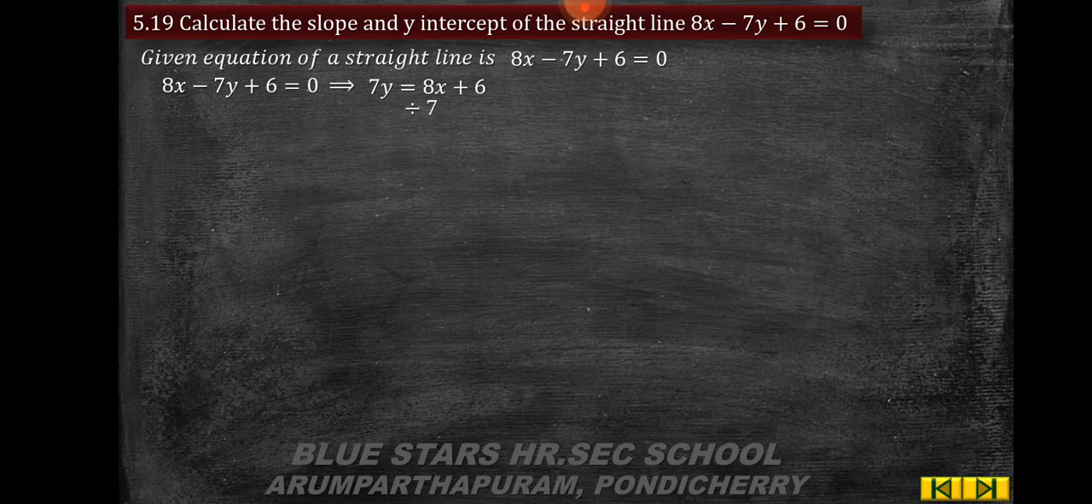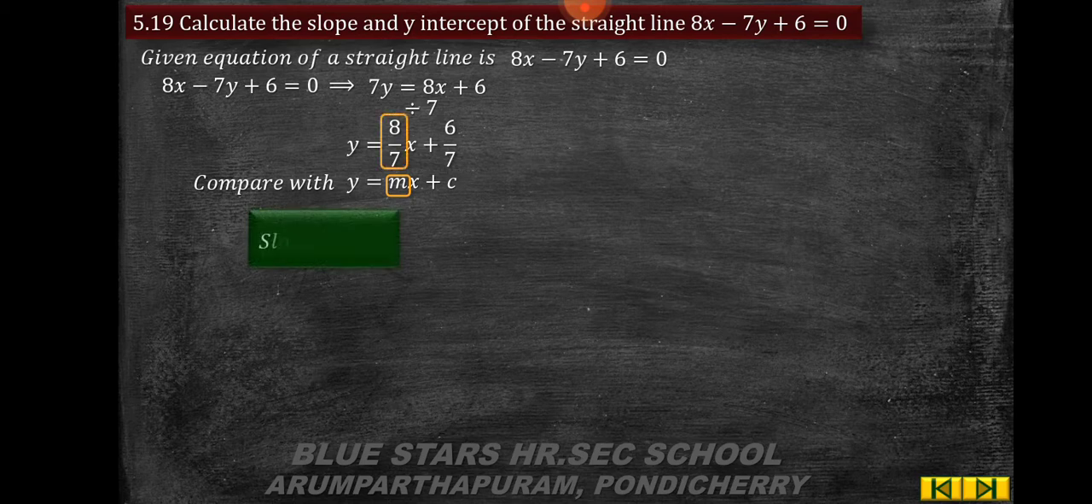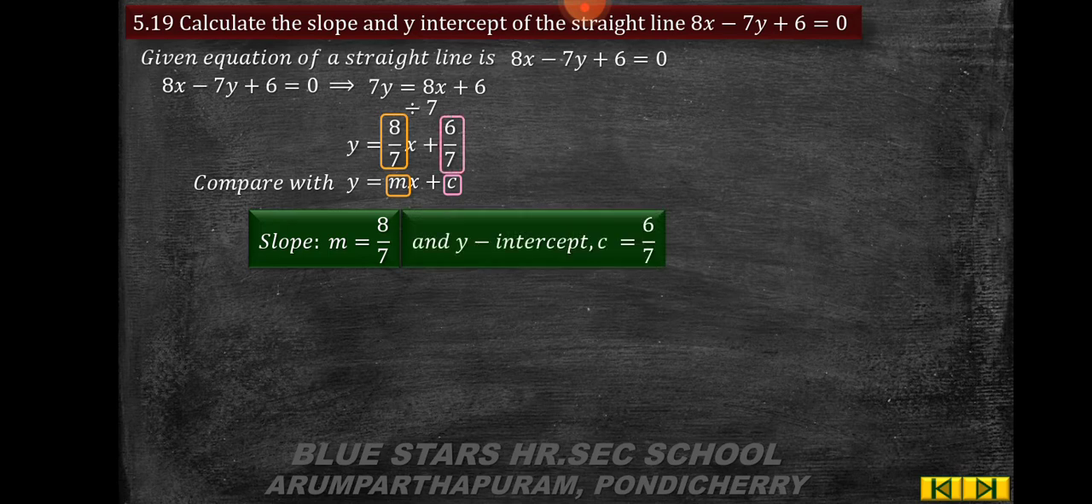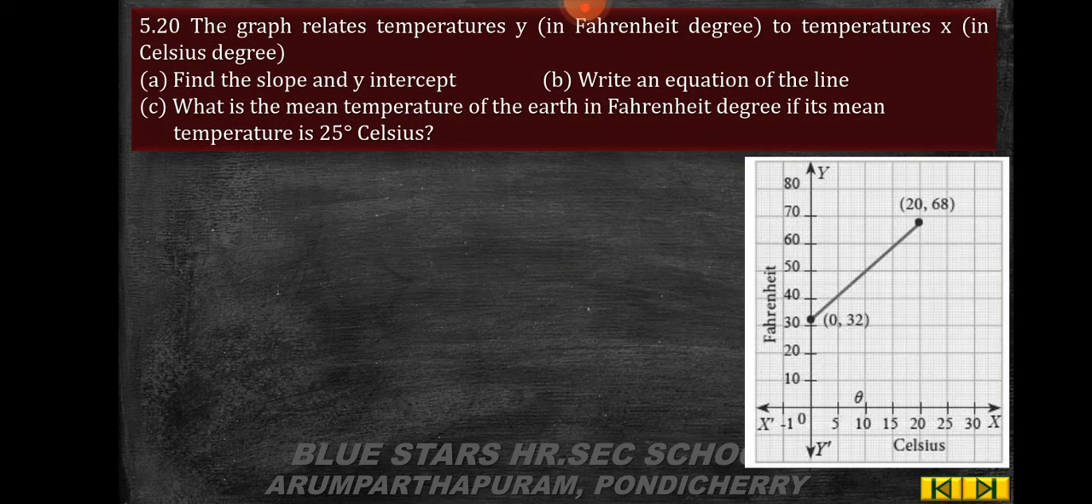Dividing both sides by 7, you get y is equal to 8 by 7x plus 6 by 7. So comparing with y is equal to mx plus c, because this is the general equation of the straight line, you get the value of m, that is nothing but the slope. M is equal to 8 by 7. This is the slope value. And c is 6 by 7. That is the y-intercept. C is nothing but the y-intercept. C is equal to 6 by 7.